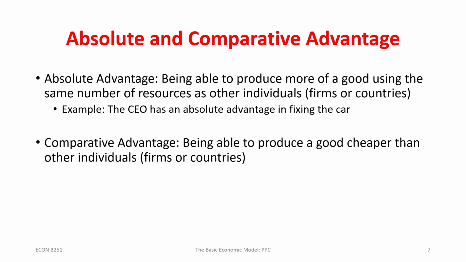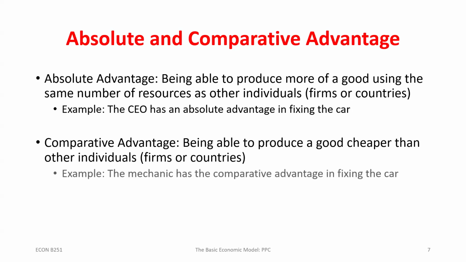So what do we care a little bit more about? Not absolute advantage, but who can produce at a lower cost. Whoever can produce at a lower cost, we would say they have a comparative advantage in that good, right? So in our example, the mechanic likely has a comparative advantage because their time isn't as costly to give up to fix this car.